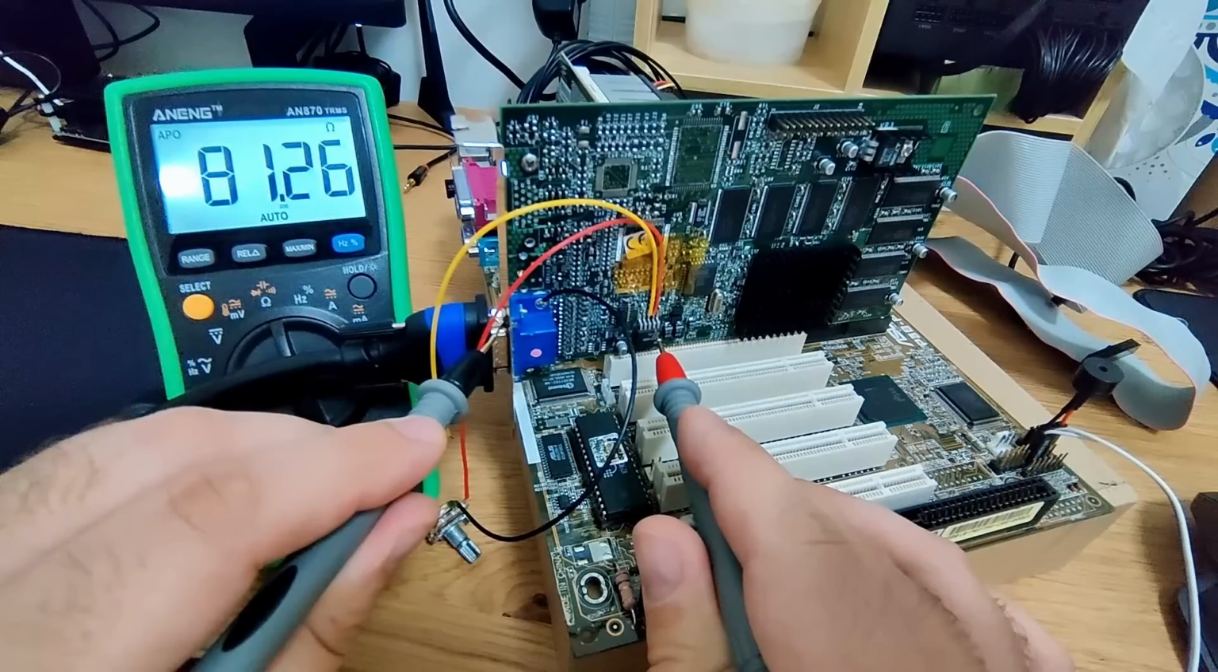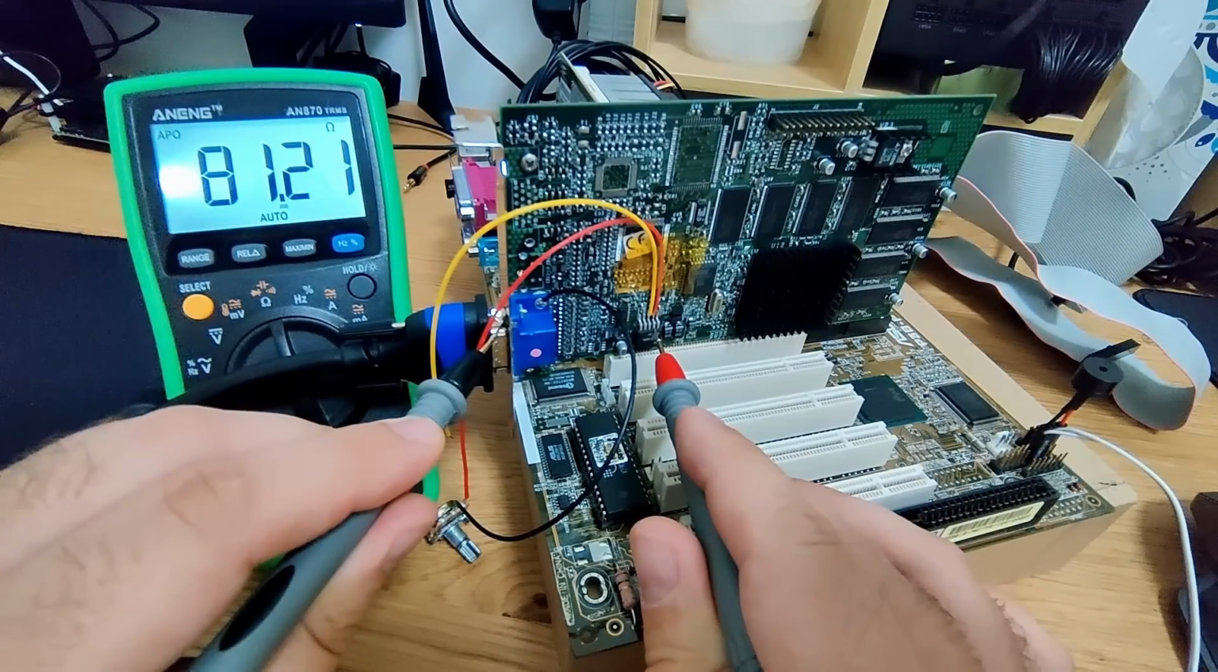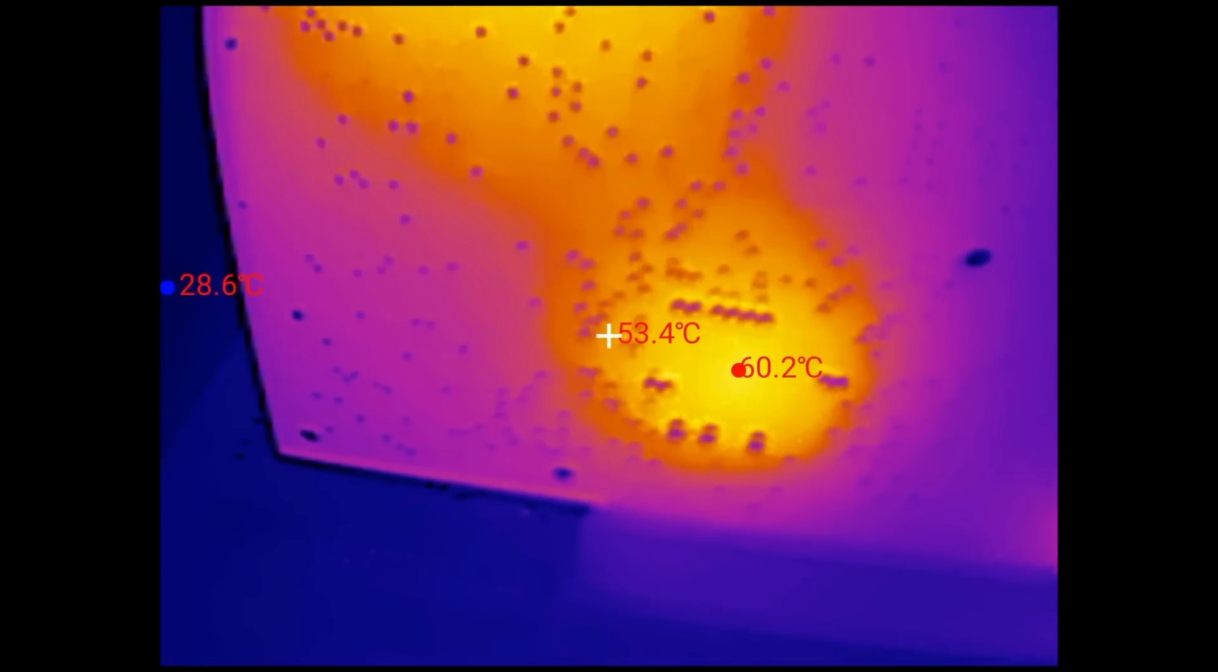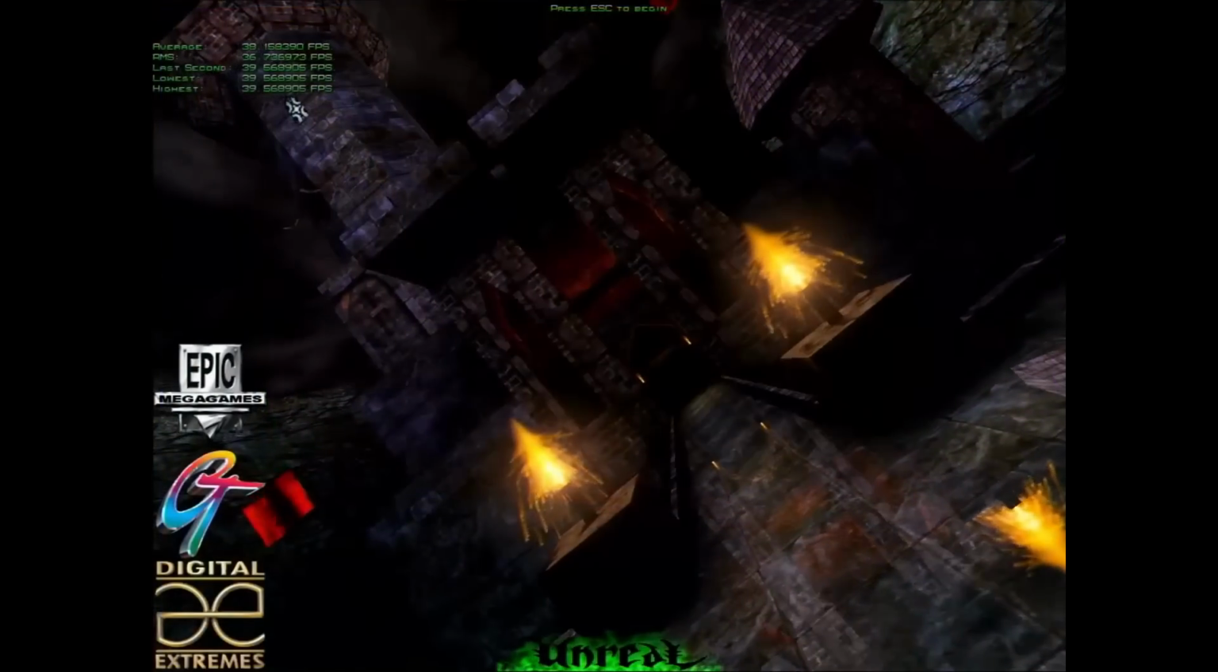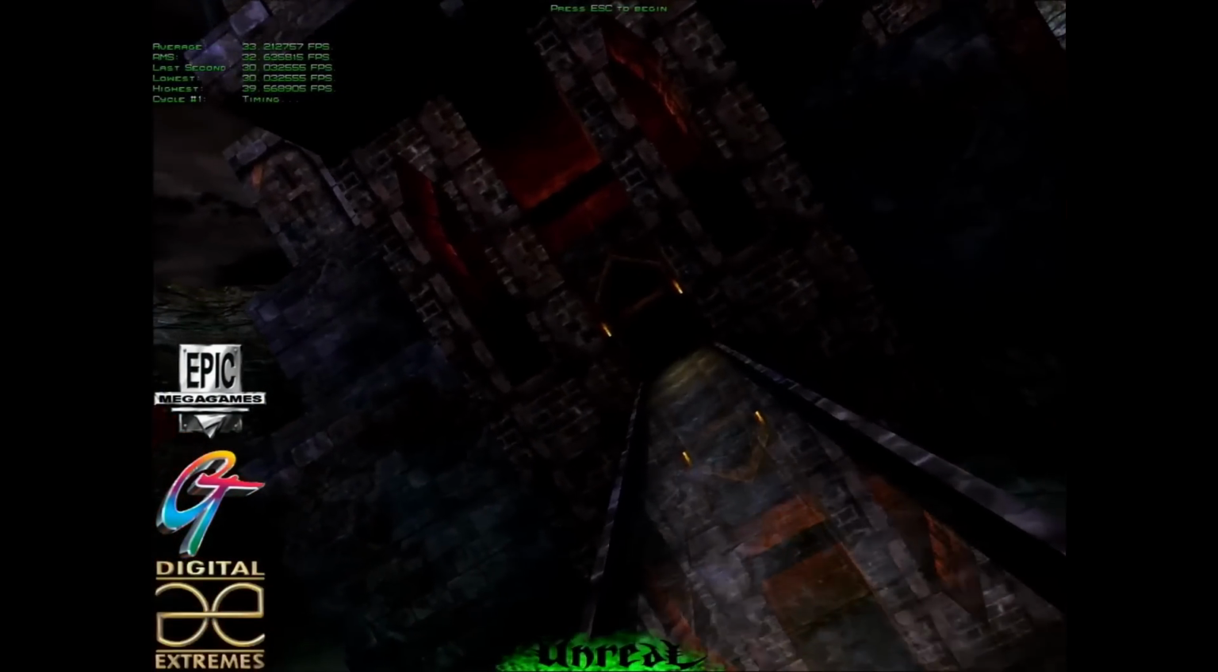Today, we are going to see if we can elevate the Voodoo 3 2000 to the performance level of a Voodoo 3 3000. And we will determine the lowest temperature level the card can operate at and have a look at the temperature. But before we start, I want to quickly go through a few benchmarks.